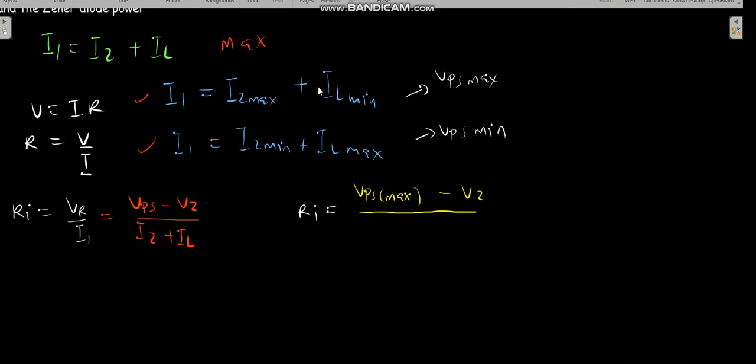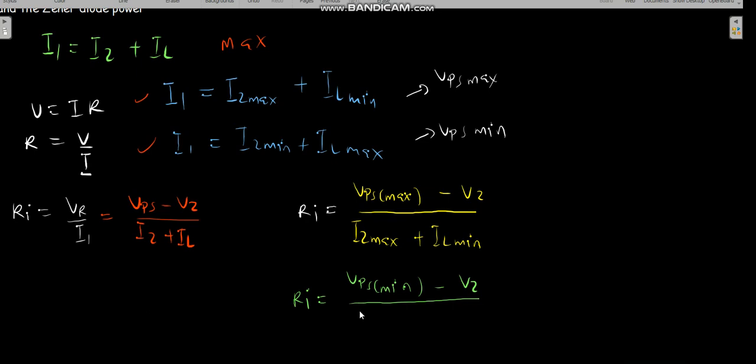All divided by the value of I this time around. That will be IZ max plus IL minimum, because the power supply is maximum. So when you use this formula, we'll be able to get the value of this Ri here. In the same way we can find Ri when the voltage from the power supply is at its minimum. We are going to use this formula: VPS minimum minus VZ, and then all this divided by what?